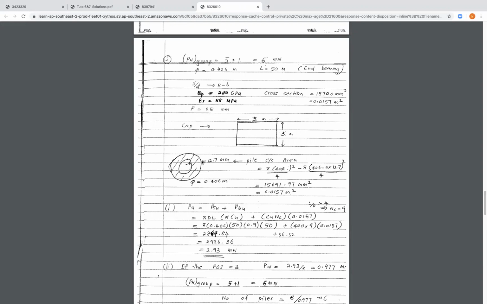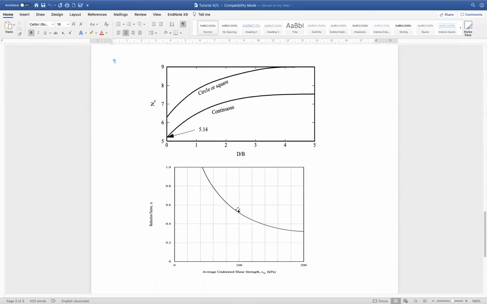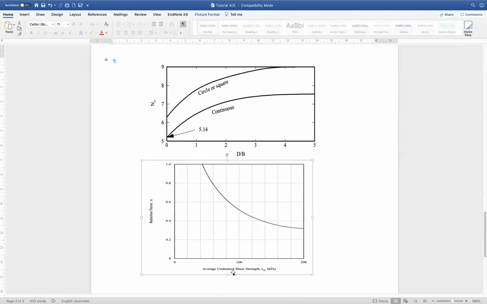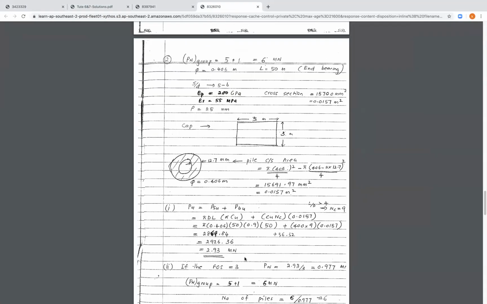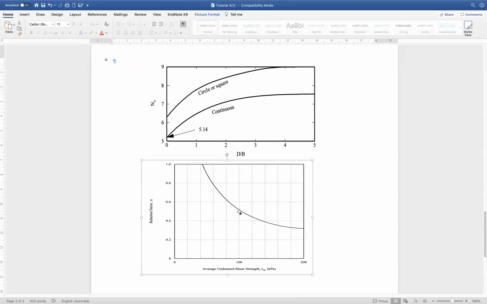So that's the perimeter area, or the shaft area, which is the perimeter multiplied by the length of the pile, and that's multiplied by alpha multiplied by Cu. To find the value of alpha, it's a function of the Cu value. So we need to use this chart here, which gives the reduction factor alpha as a function of the undrained shear strength.